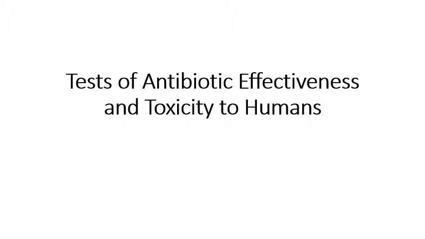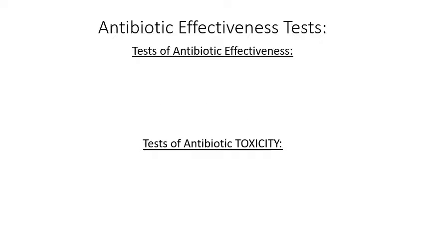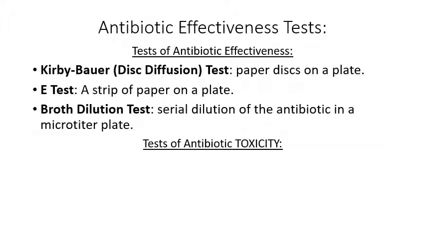All right, now how do we test the effectiveness of antibiotics and how do we test toxicity to humans? For effectiveness, we use three different methods. One is called the Kirby-Bauer test, which you already know about. You put the filter paper discs on a plate that has bacteria growing on it. The E-test strip is related to the Kirby-Bauer test, but a little bit more specific. And then the broth dilution test is simply a serial dilution of the antibiotic inside a microtiter plate to see how much you have to dilute it before it doesn't work anymore.